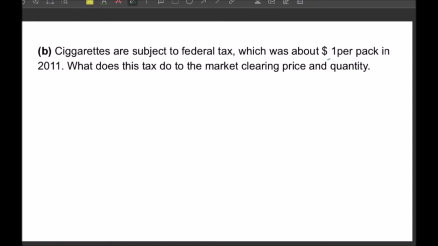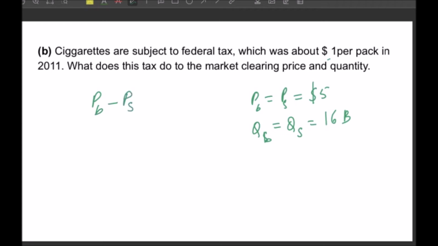We know earlier the price paid by the buyers and the price received by the sellers was equal to $5, and the quantity bought by the consumers and the quantity sold by the sellers was also equal to 16 billion packs. But now let's see what changes have been introduced due to the imposition of tax. Now a wedge has been created between the price that buyers pay and the price that the sellers receive, and this wedge is equal to $1.